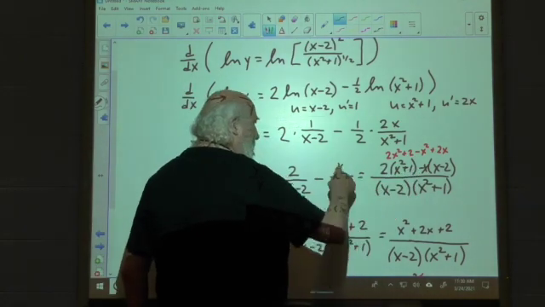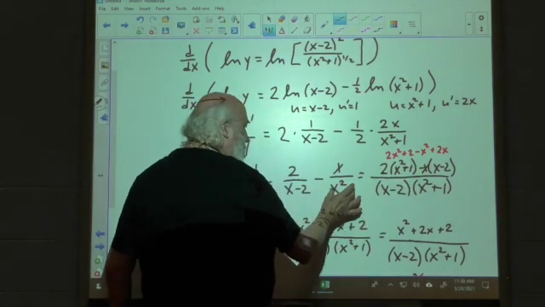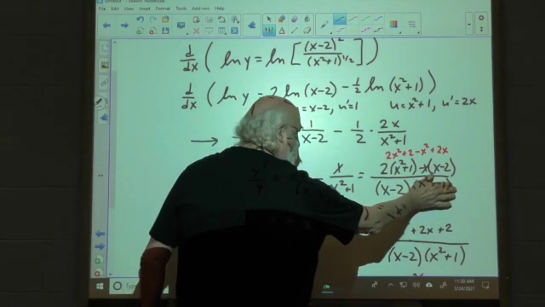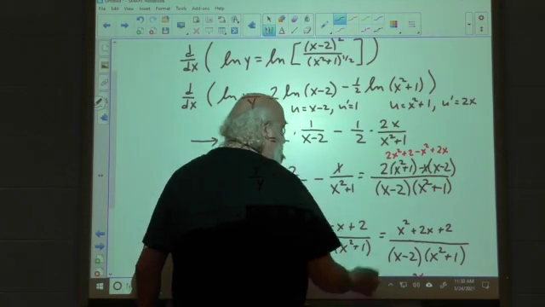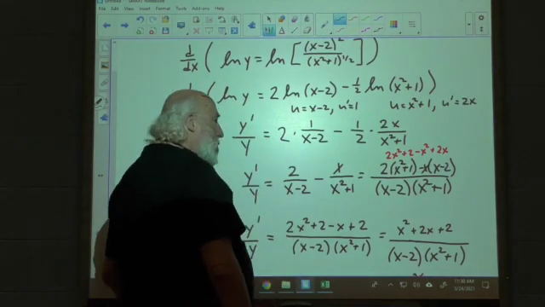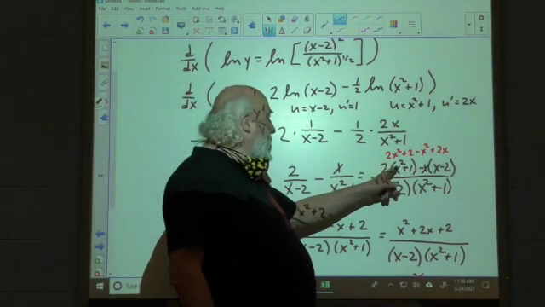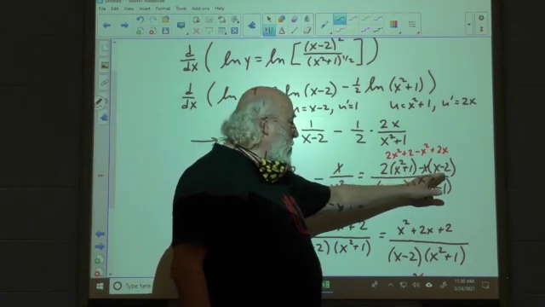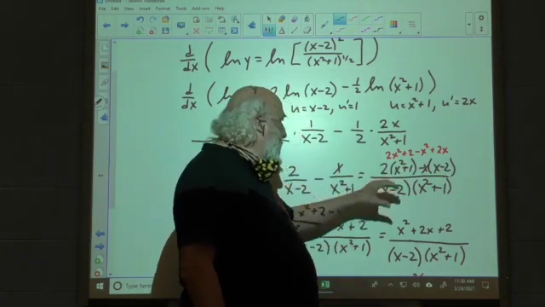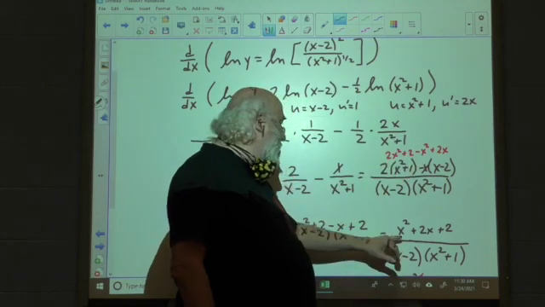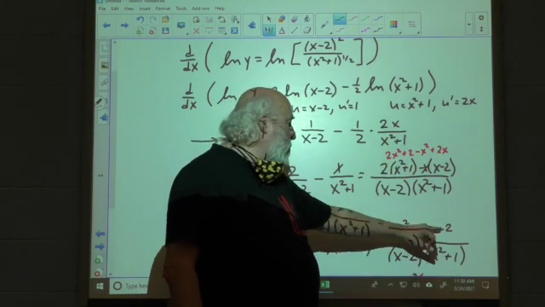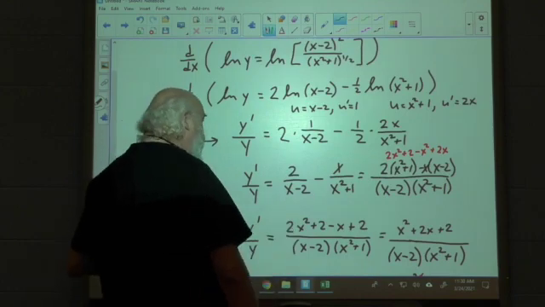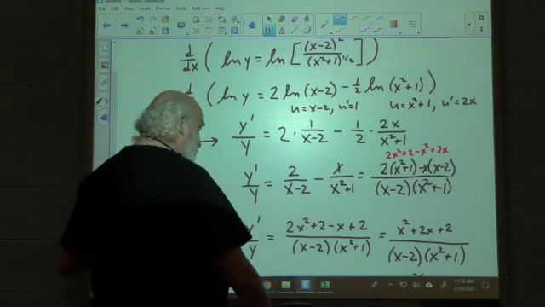Minus x, and then x squared plus 1 goes into this, x minus 2 times, so that x gets multiplied by x minus 2. We multiply all that out. We get 2x squared plus 2 for this, minus x squared plus 2x for this. And when we combine like terms there, we get x squared plus 2x plus 2. Okay? So, that's where we're at with that.